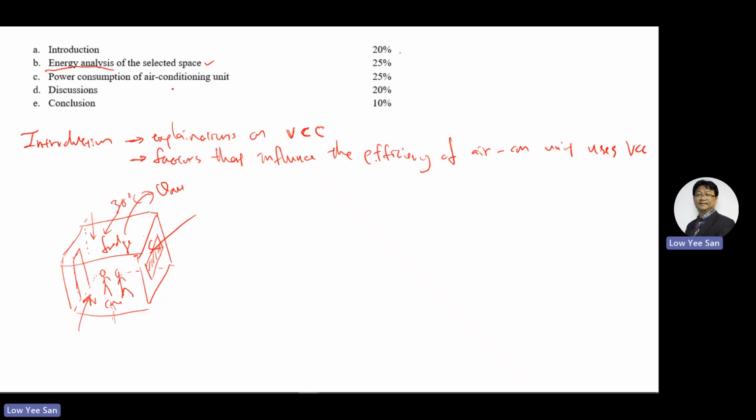Okay, so I'm just telling you the minimum. The rest, if you want to get more, you have to do it yourself, your own study, your own research. Okay, so those are the 25 marks.